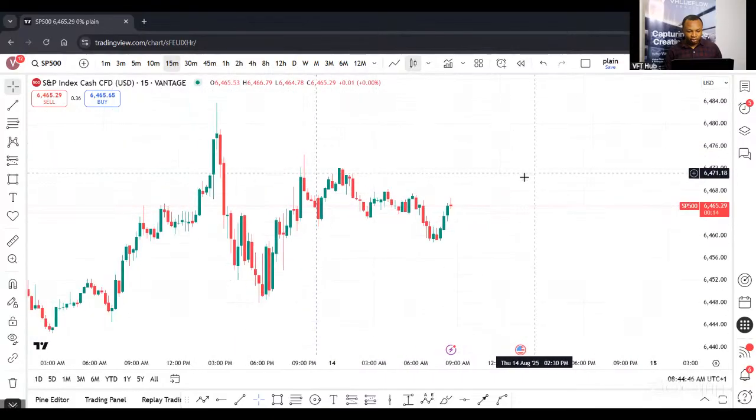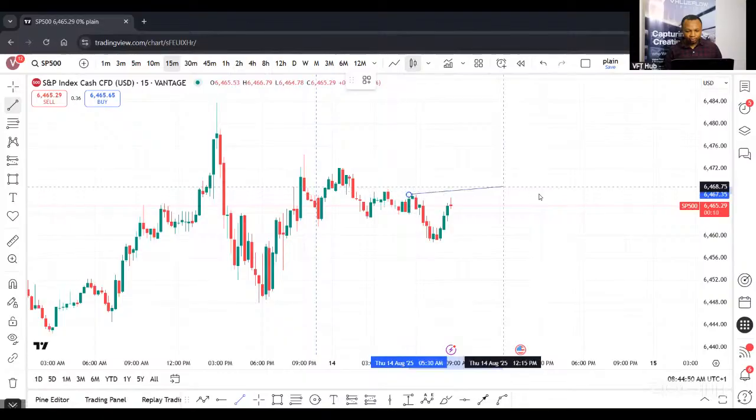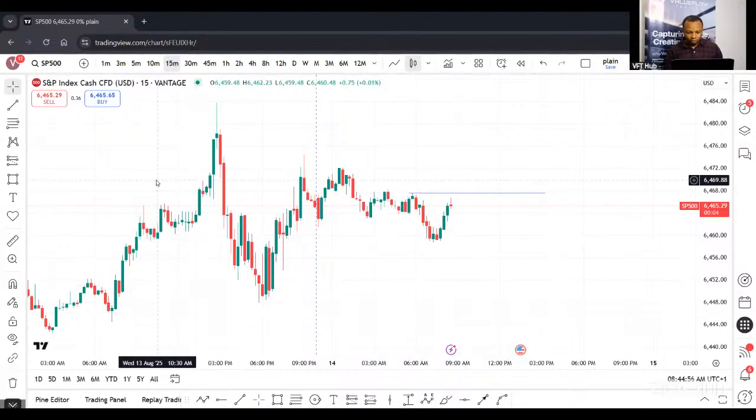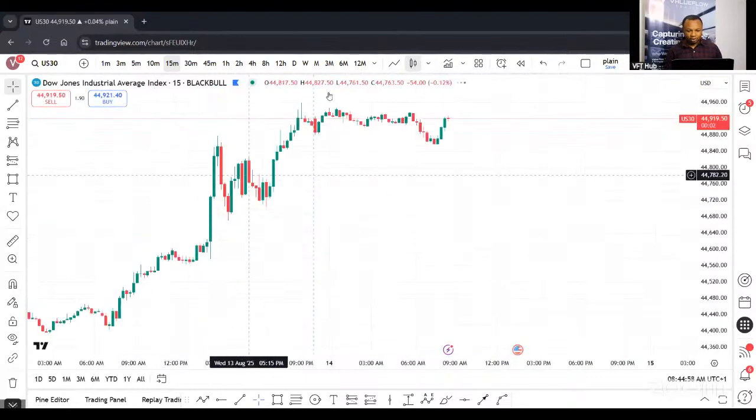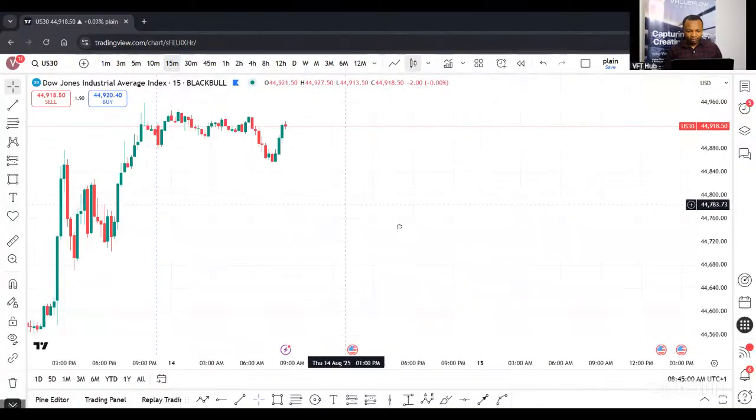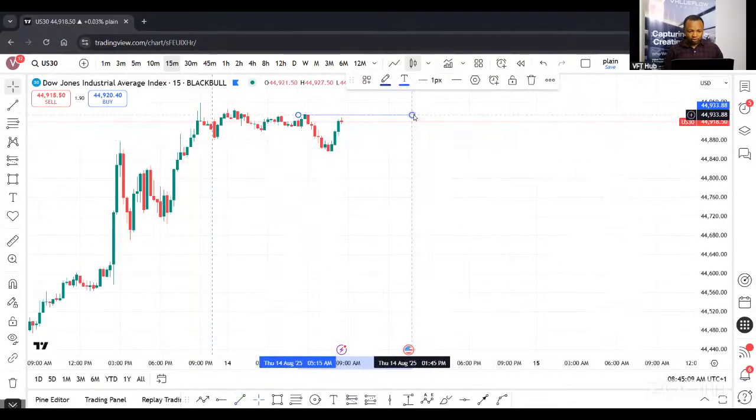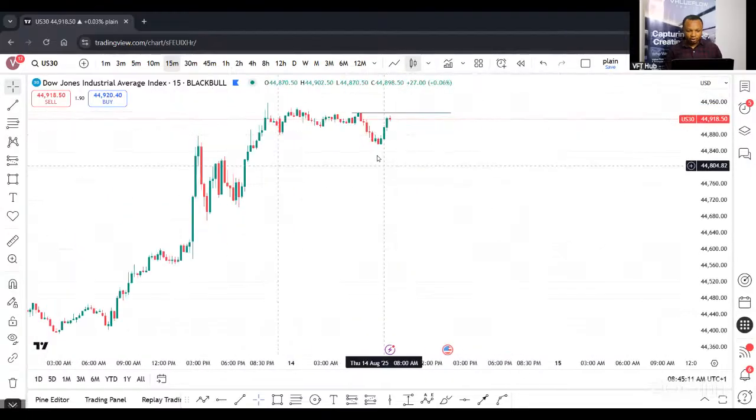So for me, I would advise that you either wait for NAS 100 and S&P 500 to break this high, and then we take the buys, or you just look at US 30, which I presume will be breaking the buy structure very soon. Once it breaks this buy structure here, we're expecting to go long across the board. Okay, so I'll be expecting to see longs across the board on US 30, NAS 100, and S&P 500.